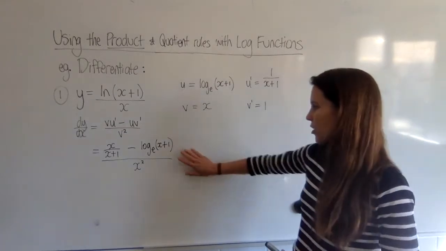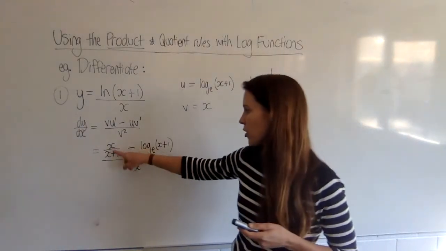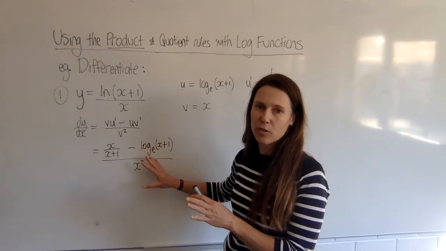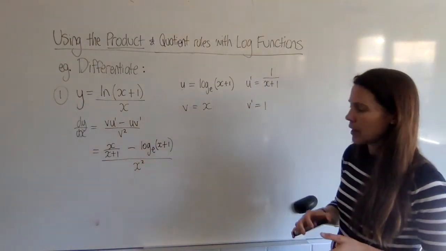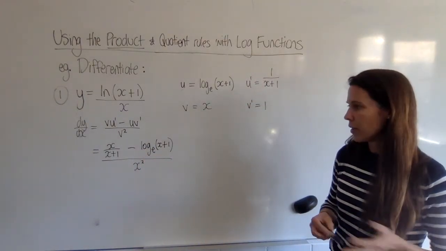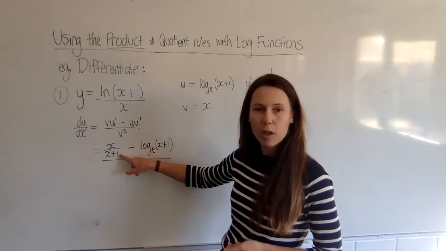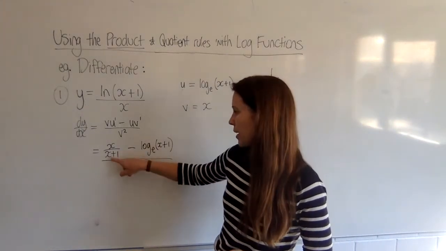Now it's not okay just to leave it like this because we've got a fraction over a fraction. So we know we can do better than that and simplify it somehow. Now the easiest way to think this through is to get rid of the fractions. We need to multiply all of the parts by that denominator.